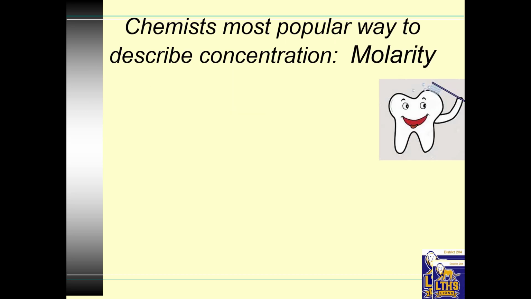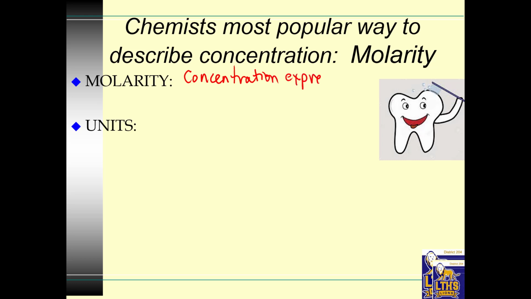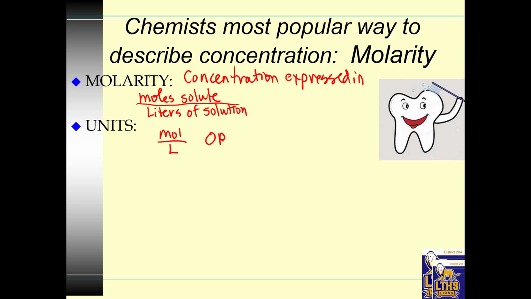Okay, so the chemist's most popular way to describe concentration is molarity. So molarity is concentration. So what's molarity? Concentration expressed in moles of solute, because we want to know how much stuff is dissolved, in liters of solution. So we want to describe the solution's molarity. And the units for that are going to be mole per liter, or you can use the capital M, which we've seen. They both mean molarity.